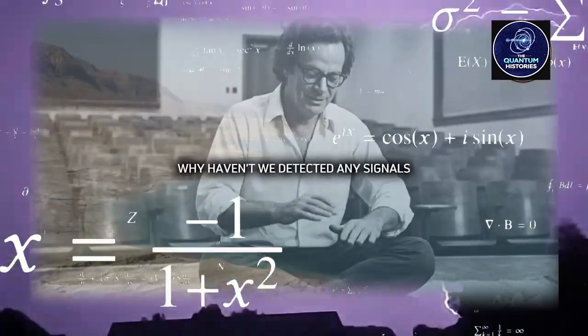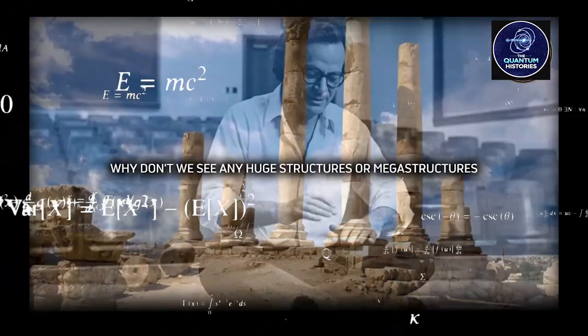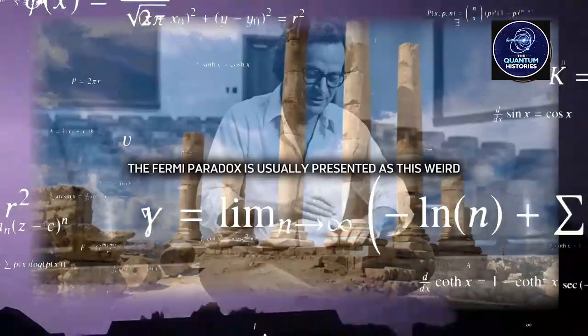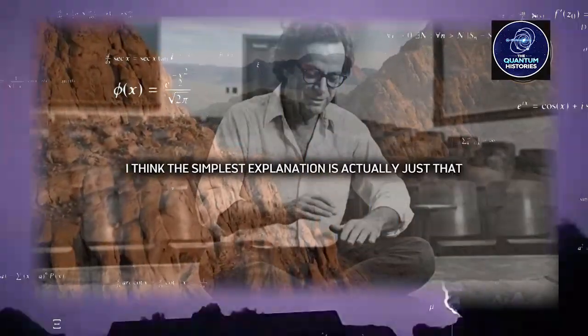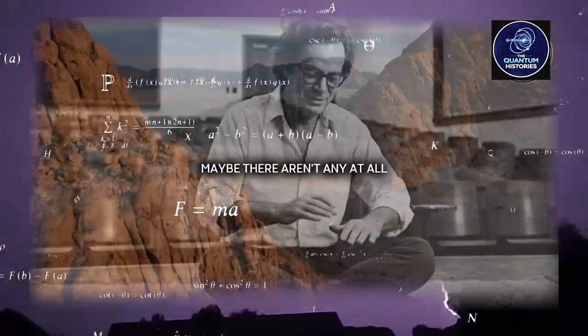Why haven't we detected any signals? Why don't we see any huge structures or megastructures or evidence of their engineering projects? The Fermi paradox is usually presented as this weird mystery, but I think the simplest explanation is actually just that there aren't very many of them. Maybe there aren't any at all.